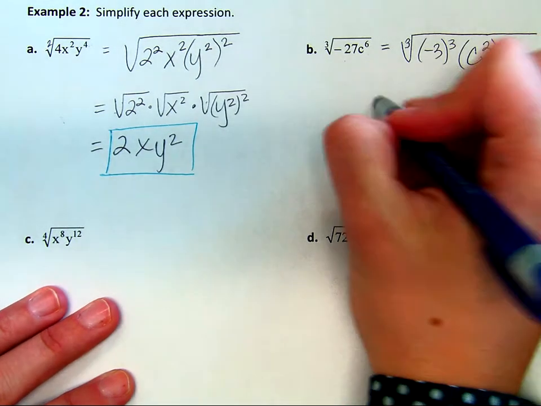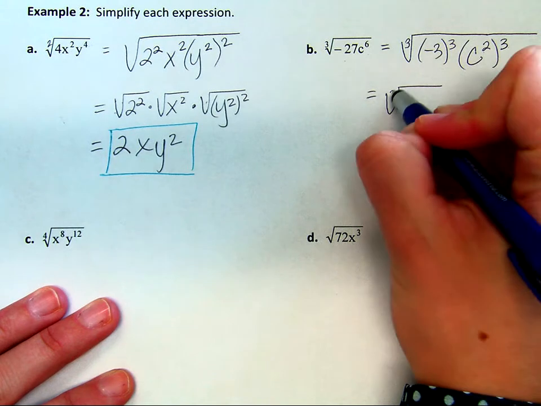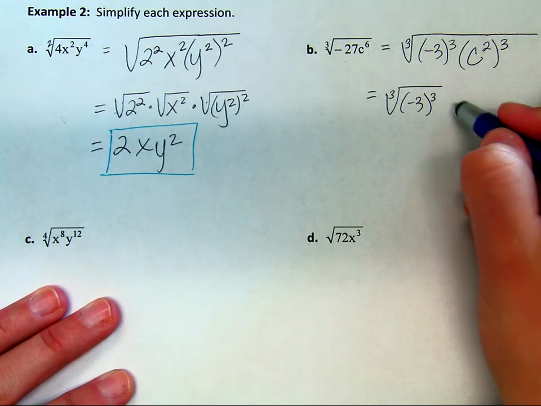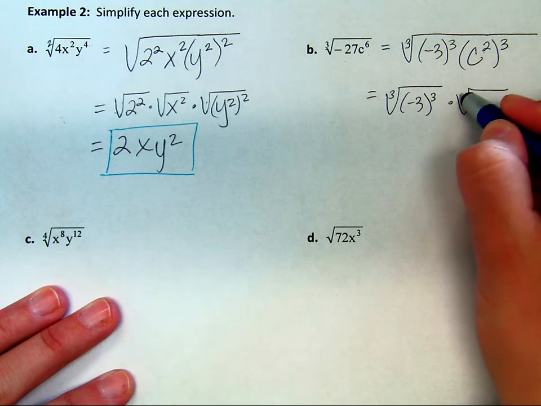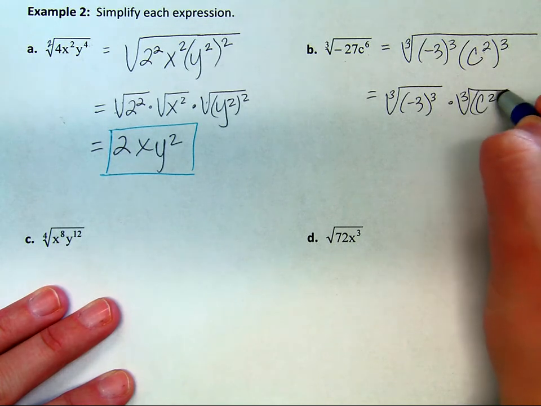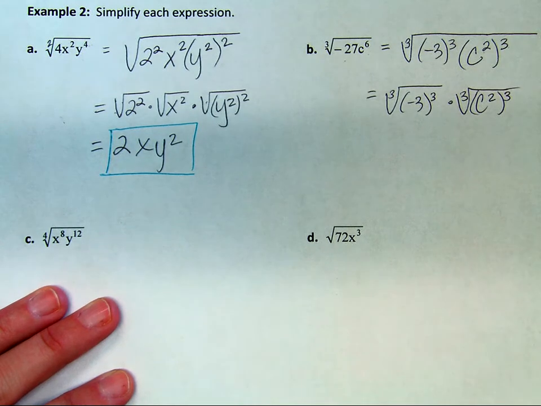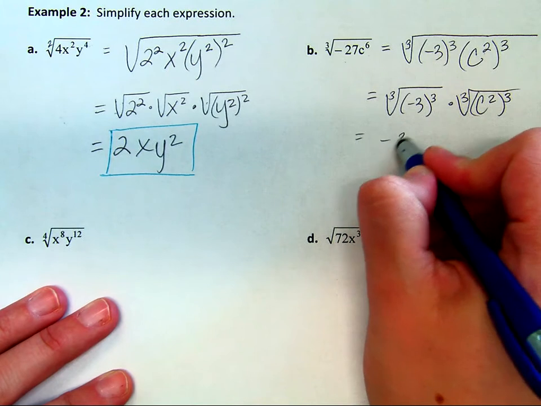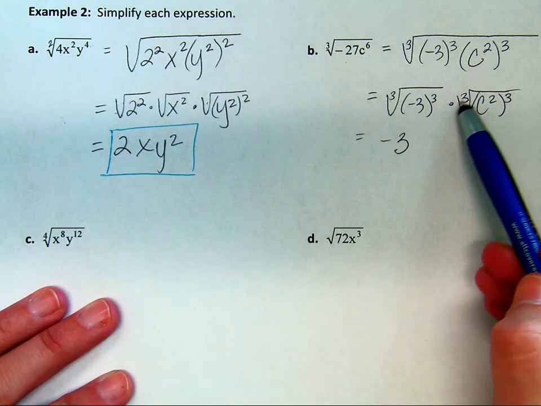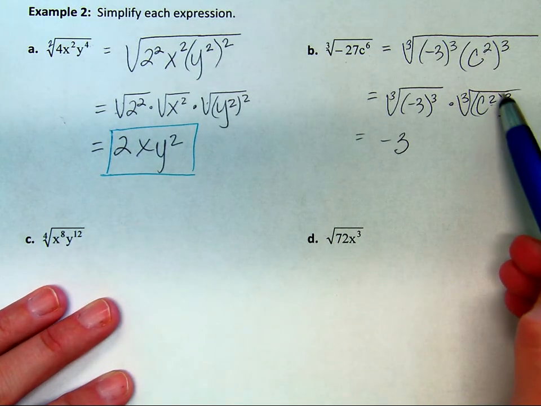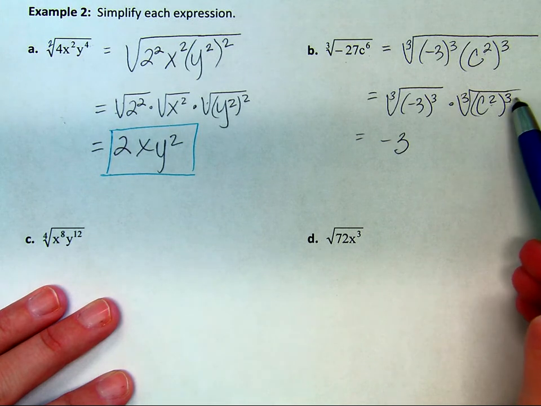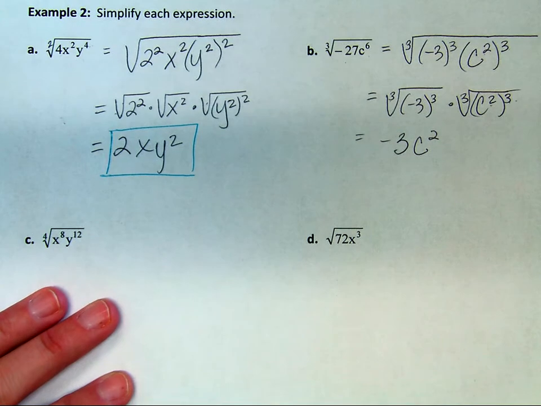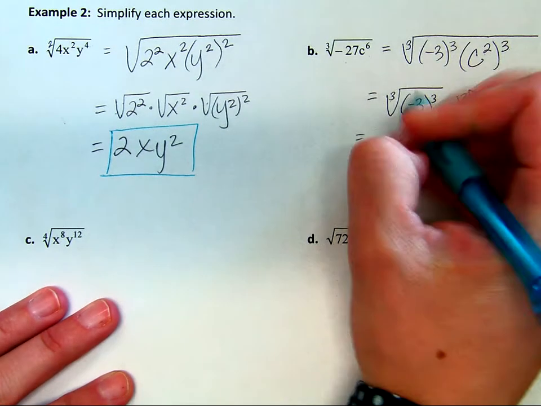So that when I then use my product property and rewrite these, I just wrote the first part. Now I'm going to separate. This is another cube root of c squared cubed. Now a cube root of something cubed, inverses, they undo each other. I'm just left with the negative 3. The cube root of c squared cubed, the cube root and this cubing here undo each other, so I'm just left with c squared. And that would be my final answer, simplified.